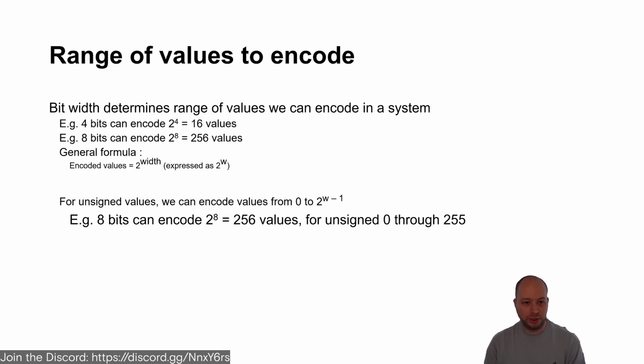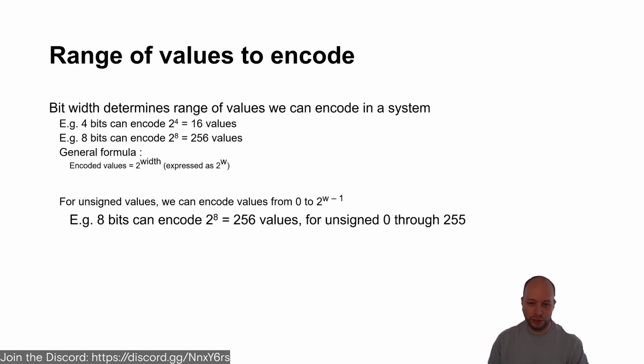And the reason is because 0 is one of the values, and so you have to deal with that. When you're signed, that's a little bit different. We'll talk a little bit about that later. But for example, in the context of 2 to the power of 8, we have 256 values, but we can only represent 0 through 255, because 0 is also a value.